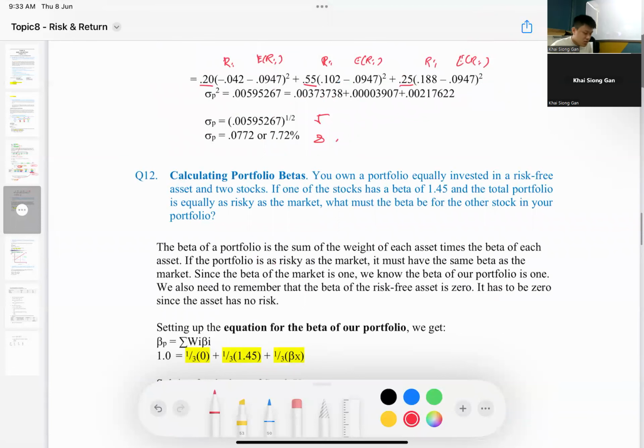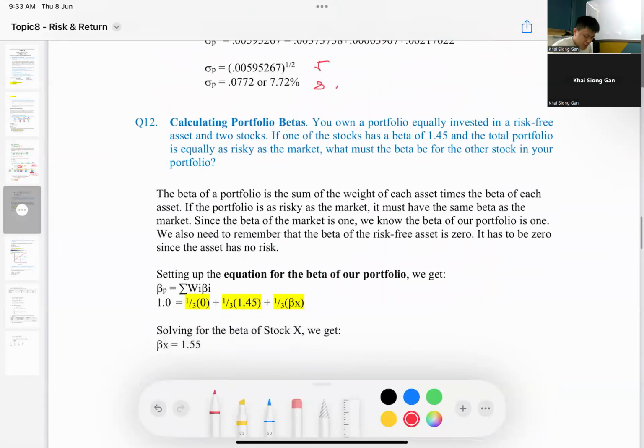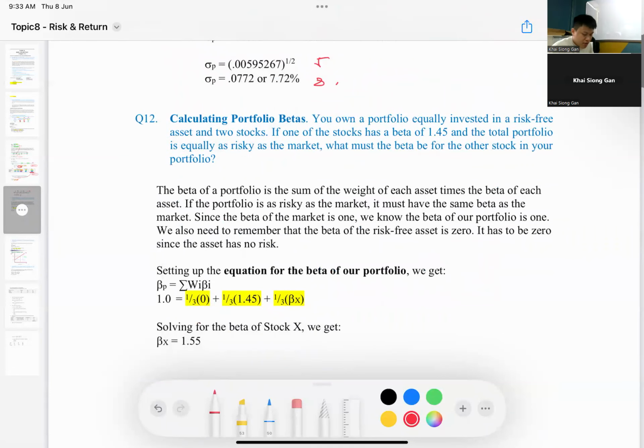Okay, next question. Calculating portfolio betas. You own a portfolio equally invested in a risk-free asset and 2 stocks. So how many assets do you invest in? 3, yeah? One is a risk-free asset and 2 stocks. If one of the stocks has a beta of 1.45 and the total portfolio is equally as risky as the market. So if I say it's equally as risky as the market, how much is my beta?